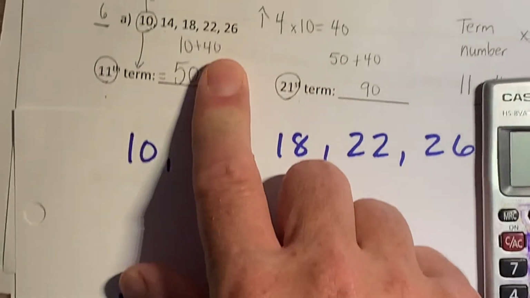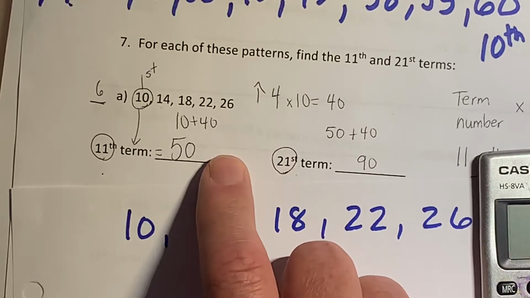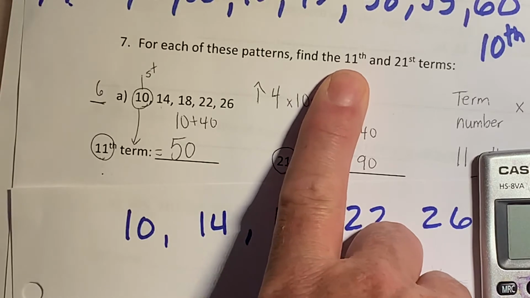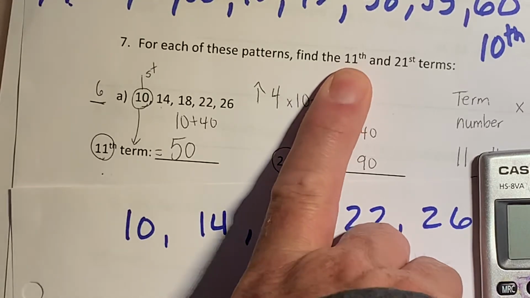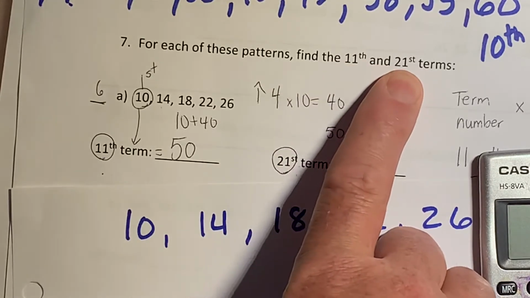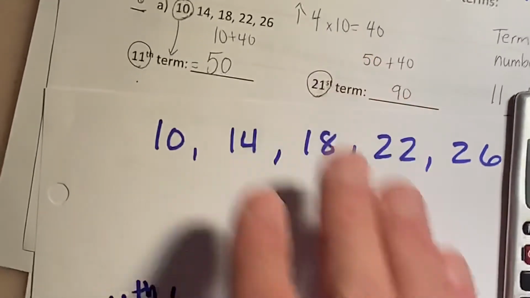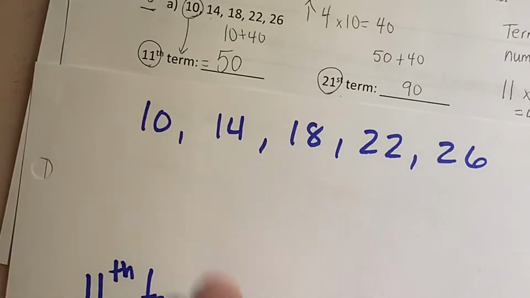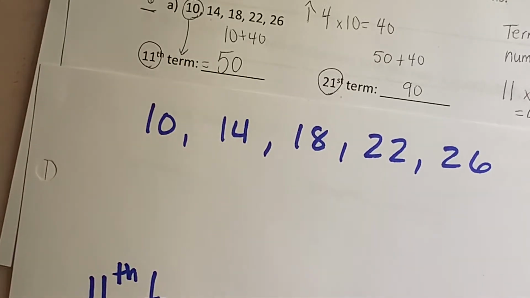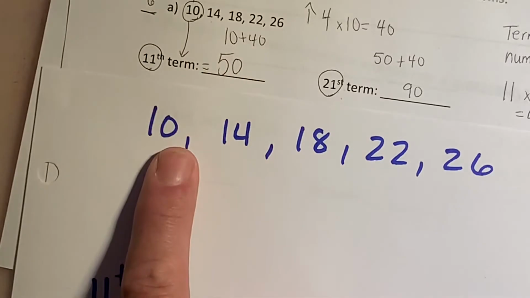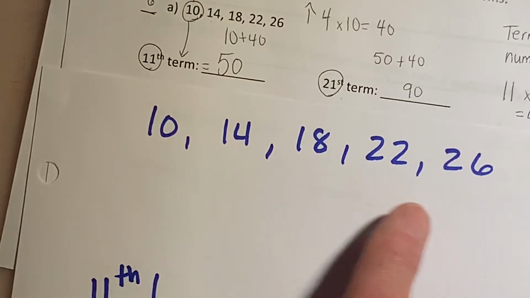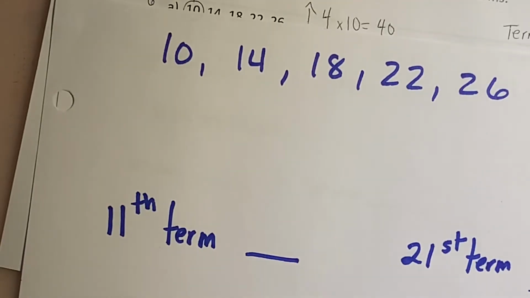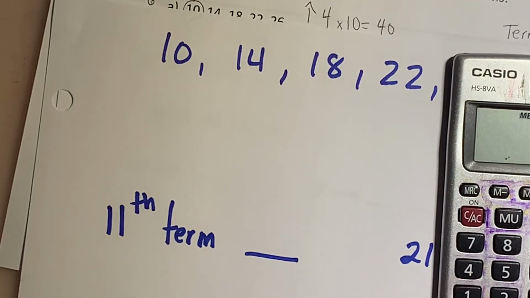The hardest thing that's going to appear on this quiz, and the thing that we've practiced the most, is finding large terms in a pattern. So in this case, we're doing the 11th and the 21st. And I'll show you 3 different things that we've talked about in class, mainly really 2. The first is pretty straightforward. So I recopied this pattern here, 10, 14, 18, 22, 26. The first is just to keep going with the pattern, and they're allowed to use a calculator.